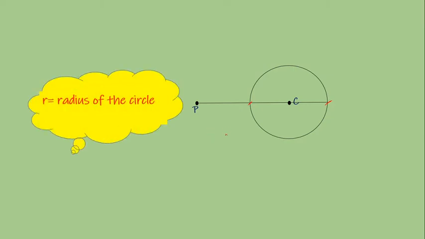Now I am drawing R first. This distance is R, that is the radius of the circle. Now, as I said, what is the maximum distance? The maximum distance of P from the circle is CP plus R. So CP is the distance of the point P from the center, plus the radius.